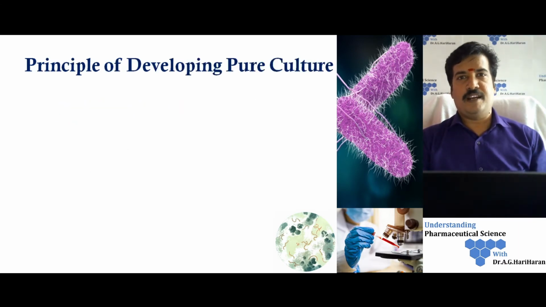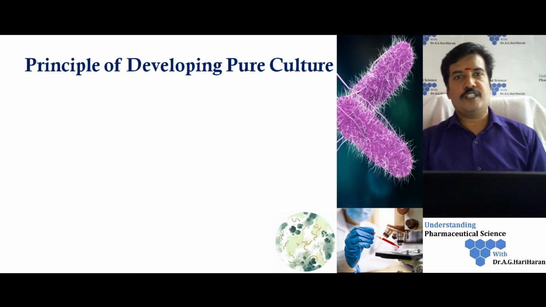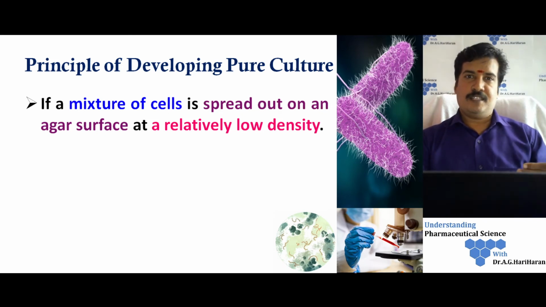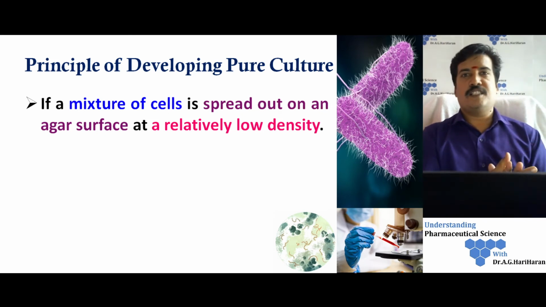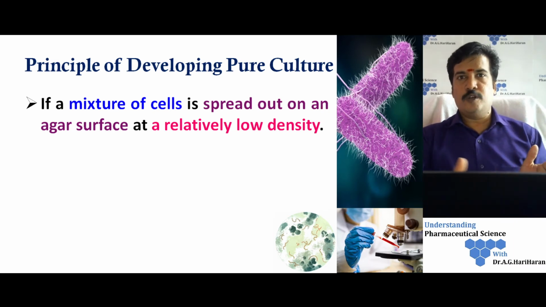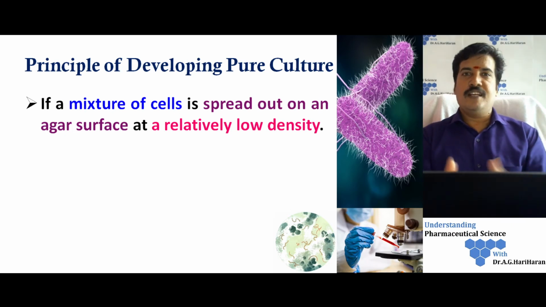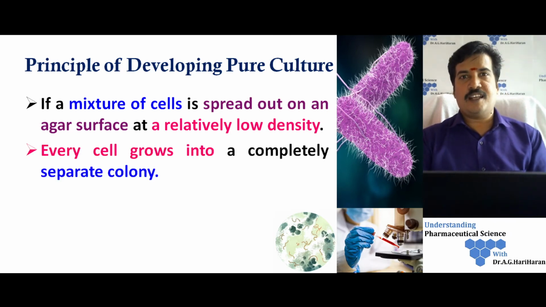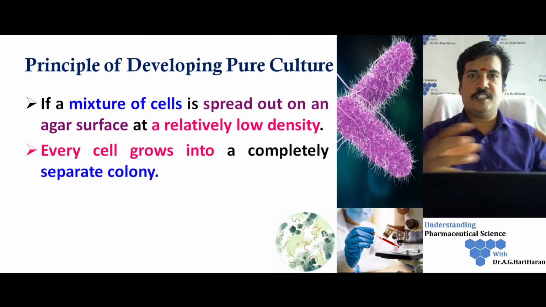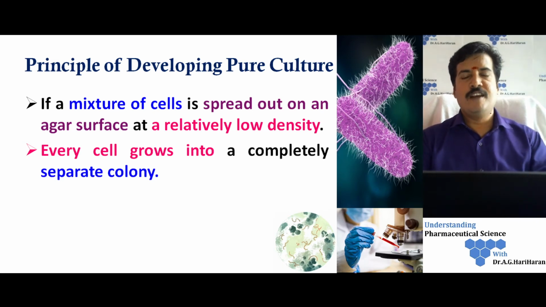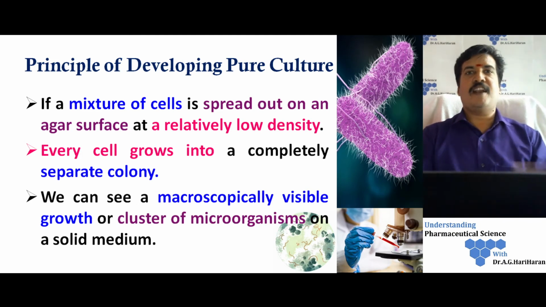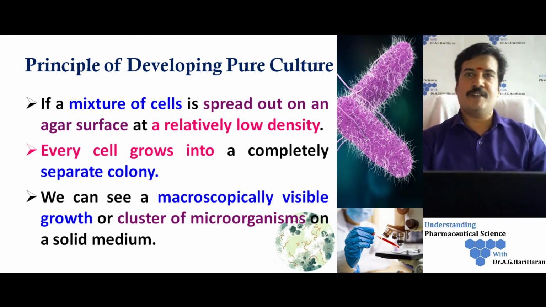How can this be done? The basic idea of how we can isolate a particular species in a pure culture form is that first we take a sample of the mixed culture, then it is sequentially diluted until the microbial population density is drastically reduced. Then it is spread as individual cells on an agar surface. Each individual cell eventually grows into a colony, which we can see macroscopically on a petri dish. Then it is subcultured and used for various studies of that particular species.